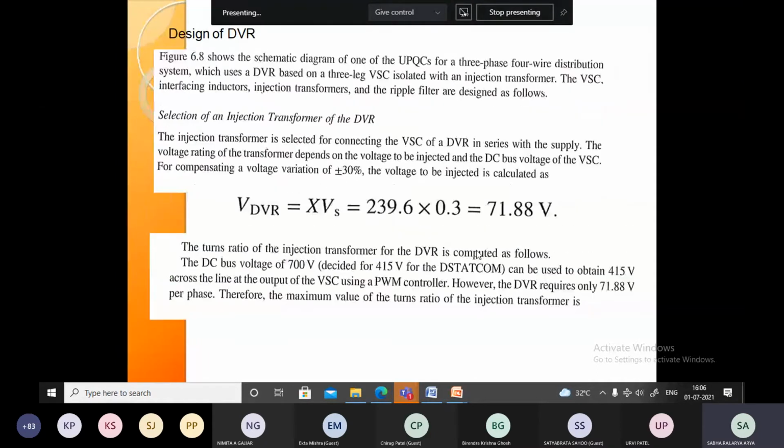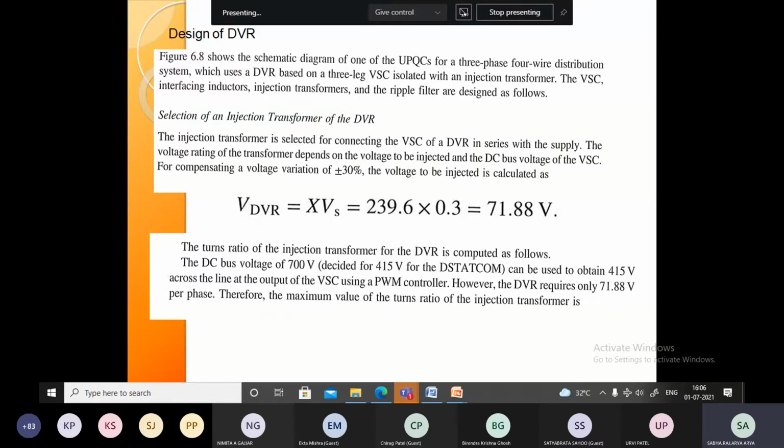Now you can see the DVR. How can we do the DVR? This is the main thing. First you select the DVR voltage rating. So voltage into how much? What is the value of the sag? We are going to consider 30%. You can take 71.88. Just multiply.